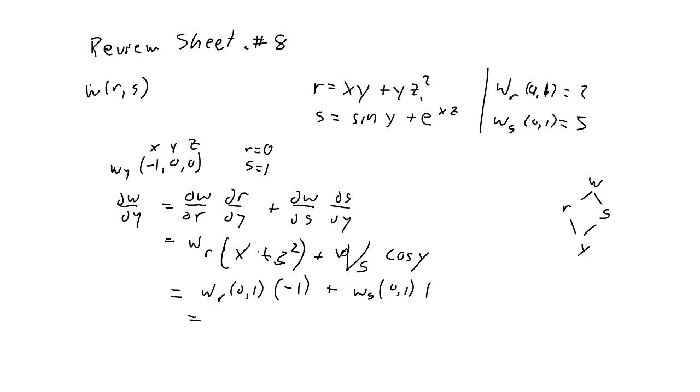Now it's given that dw dr at 0, 1 is 2, so this is 2 times -1, and dw ds is given to equal 5, so that's 5 times 1, and -2 plus 5 is 3. And I think that's what you told me the answer was, Maheen, isn't that right? Yeah, that's it. Thank you.